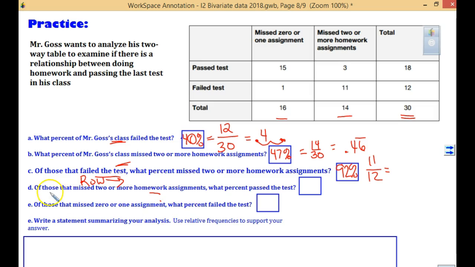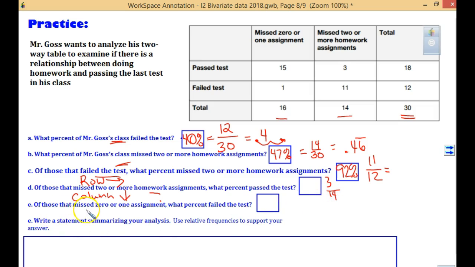So on this next one, it says, of those who missed 2 or more homework assignments, we are doing column here. Why is it a column? Because the 2 or more homework assignments is our 14. And then we are looking at that passed. So they missed 2 or more homework assignments, but they passed the test. 3 divided by 14. Please, everyone, do this on your calculator and write it down. Don't say it. Just write it down.